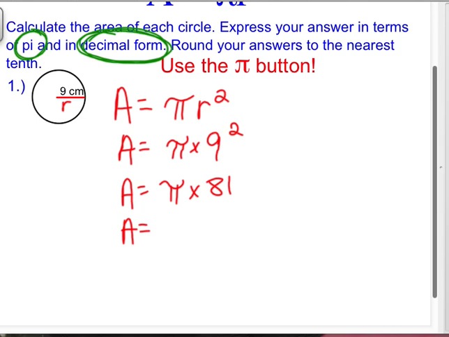So, if we wanted to write our answer in terms of pi, like the directions tell us to, here's how you would write it. 81 pi centimeters to the second power. Because it was up here, it was 9 times 9, which was really 9 centimeters times 9 centimeters. So that's where we get centimeters to the second power. Anytime we're calculating area, it's always units to the second power. So this answer right here is writing our answer in terms of pi.